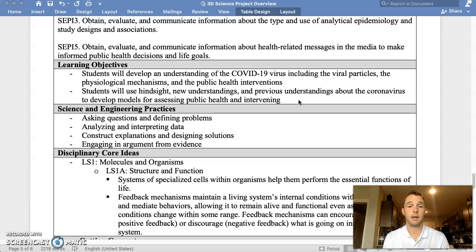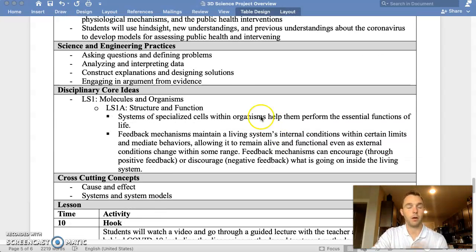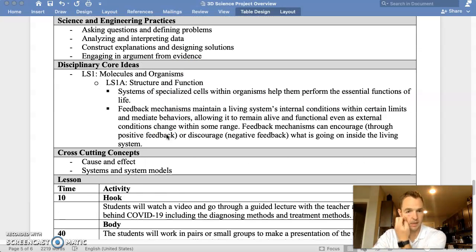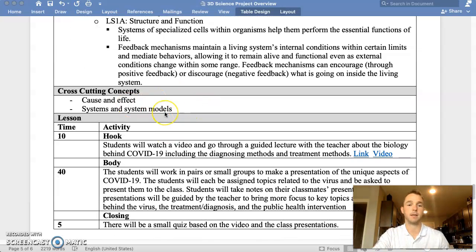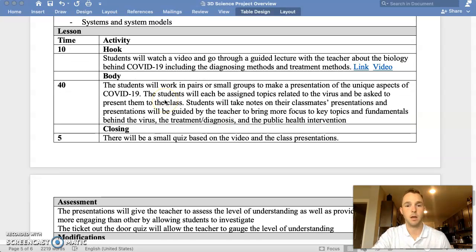And then using hindsight and the new understandings along with the previous understandings with the coronavirus, they will develop models for assessing public health and intervening. So this was a really cool part of the lesson where we'll go back and pretend like we're in the beginning of March 2020, knowing what we know now, and we'll talk about what interventions we would put in place. So they'll use multiple different science and engineering practices, the same NGSS standards, and then the cause and effect and the system models, cross-cutting concepts.